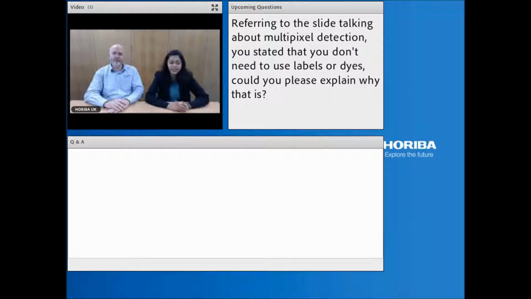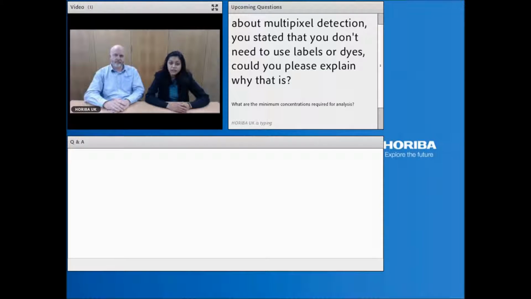We've had a question asking about why we don't need to use labels or dyes, and that's because of our multi-pixel detection, which greatly improves sensitivity of the system. We have 512 pixels that are scanning at about 10 Hz. So for each sample that's injected, we get hundreds of thousands of bits of data. This data is amalgamated, and this improves signal-to-noise by at least 10-fold compared to a single pixel. And because of the increased sensitivity, we don't need to use labels and dyes.